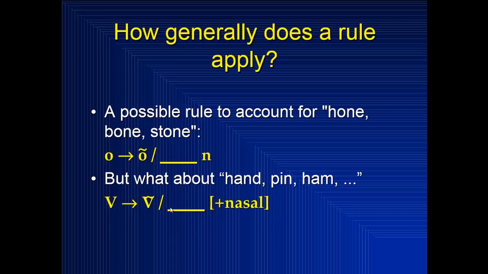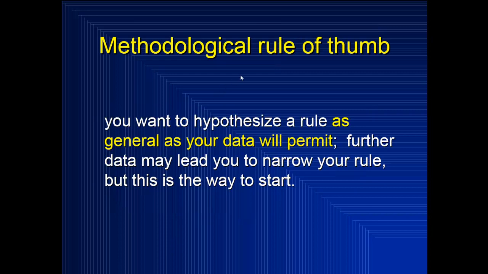This is the place for the nasal sound, and this is the segment that follows it. It is a nasal sound. Okay, so this one is more general than this one in here. This one is specific because it concerns only one vowel, but here it concerns all vowels that become nasalized in the context where they are followed by a nasal sound. You want to hypothesize a rule as general as your data will permit. Further data may lead you to narrow your rule, but this is the way to start.